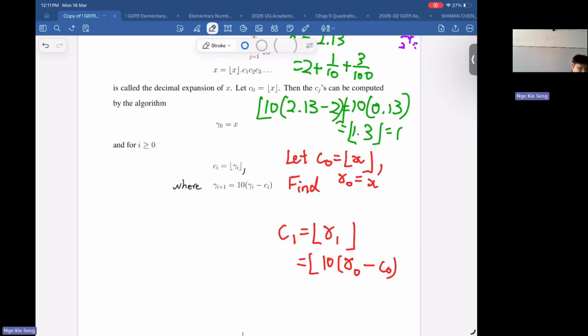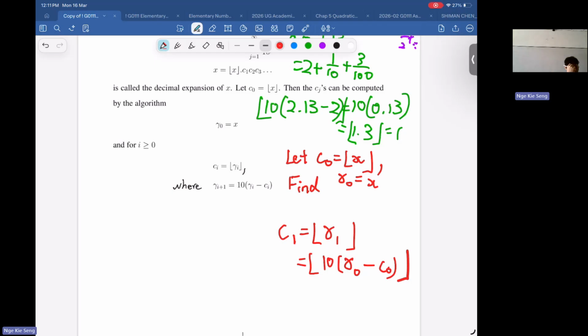What we see here is Ci is the floor of this thing, which we call gamma 1. We need to call it a name so that we don't need to specify this every time. But then what is this? This is exactly x minus the floor of x, and then times 10, because you want to push the next decimal up, so that you can get the number 1 there. Does it make sense? But then how to get the next one? How to get the 3? How to push it up?